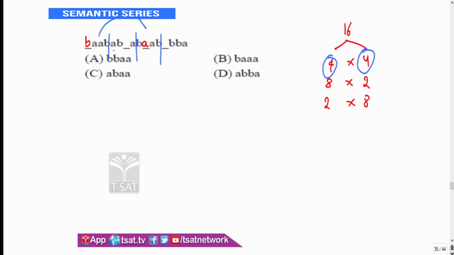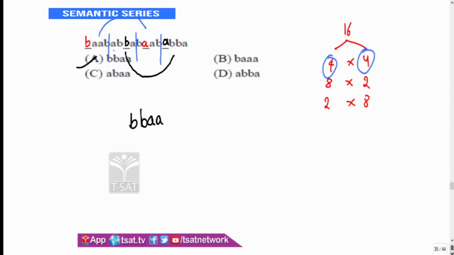Obviously, when these two are common, the remaining two will also be common. So what is this one? AB gap A, AB gap A. So you keep A here, B here, it will become ABBA. Here also ABBA. So we got the answer, that is BBAA. So option A is the answer.